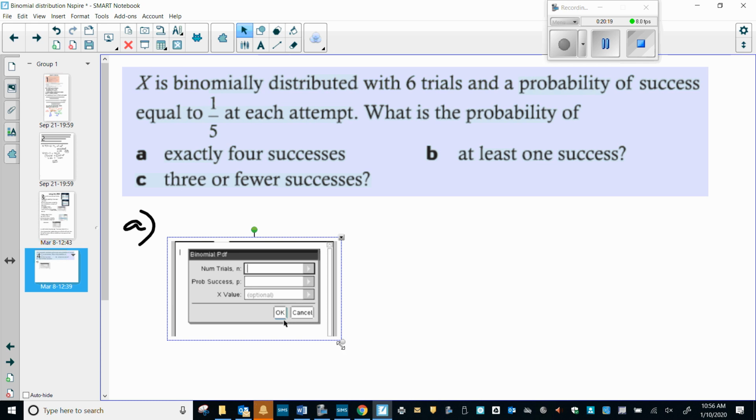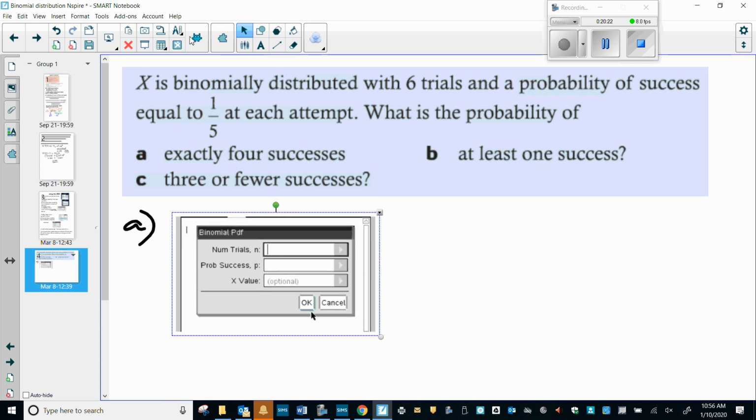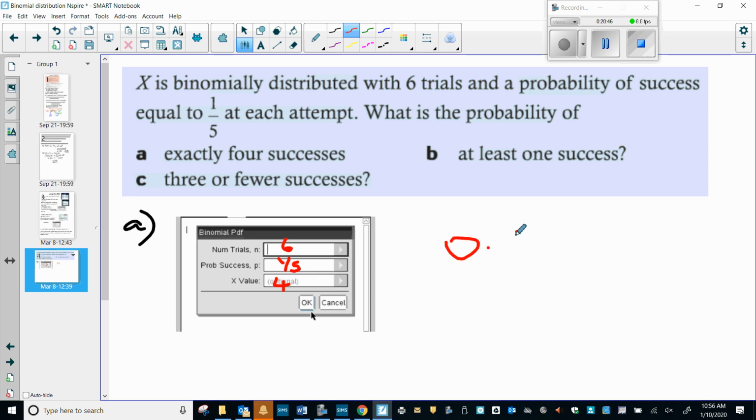If I was doing it on the calculator, my number of trials is going to be 6. My probability of success is going to be 1/5, or if you prefer it as a decimal, 0.2. And my x value for this one would be 4. What value do we get for that? 0.01536. Remember, 3 significant figures starts counting at the 1.